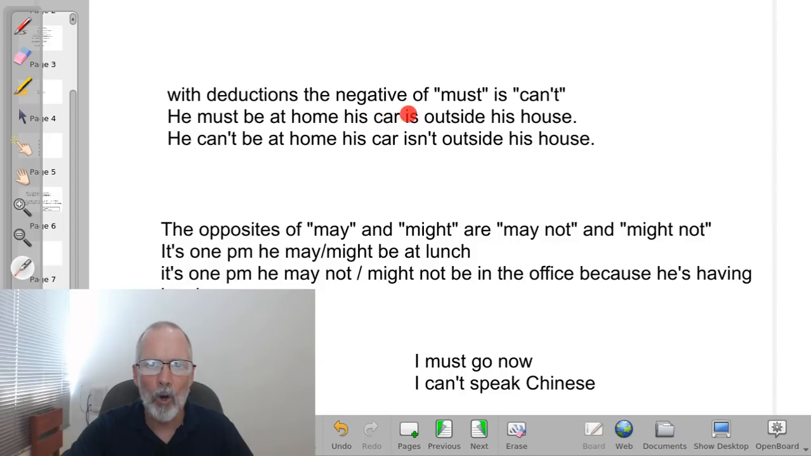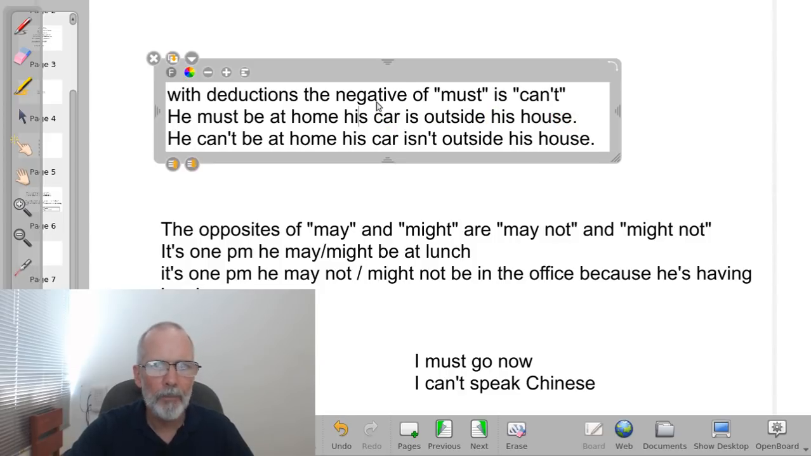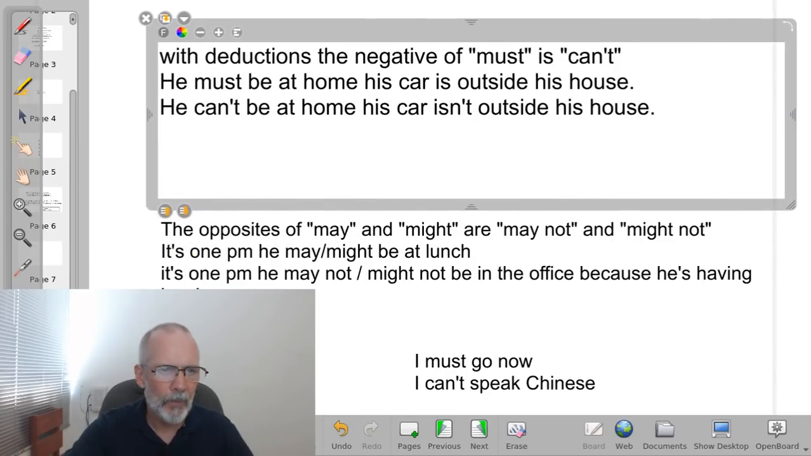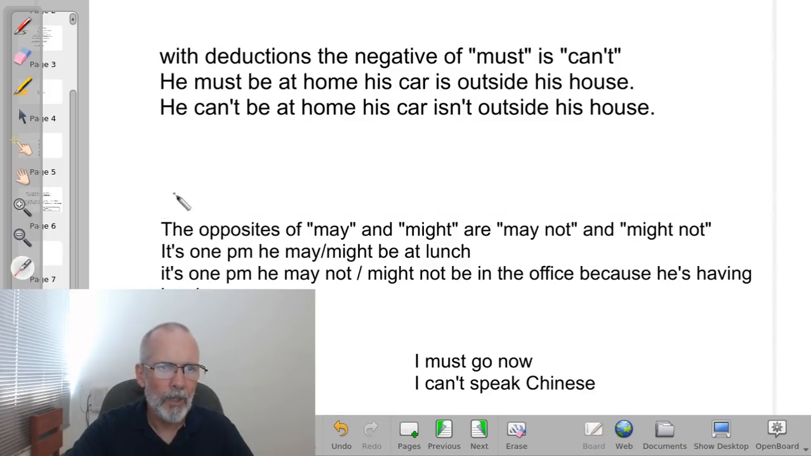He must be at home, his car is outside his house. This is an assumption. And the opposite is, he can't be at home, his car isn't outside his house. He must be at home, his car is outside the house. I'm 99% certain that he's at home. He can't be at home, his car isn't outside his house. I'm 99% certain that he isn't at home.